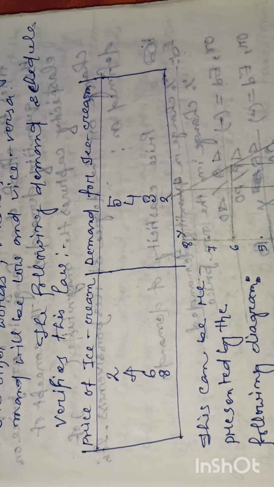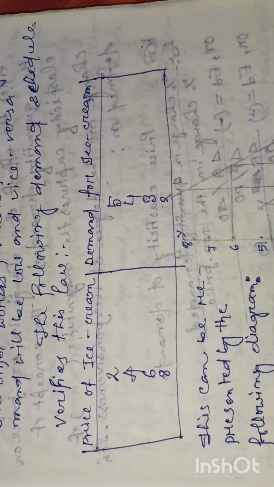This can be represented by the following diagram. In the above diagram, on OX axis quantity demanded of the commodity, and on OY axis the price of the commodity is measured. When price is very high, that is 8 rupees, the demand is low, that is 2.